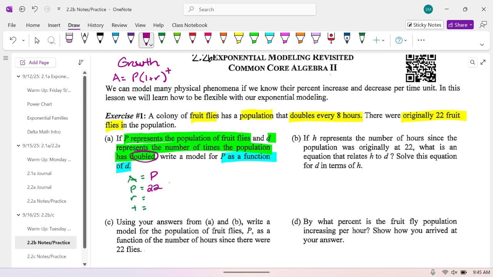So, for example, if we start with 22 flies, how many is going to happen after 8 hours? So that's the first doubling. 44. After that? 88. So I'm multiplying by 2, but essentially I'm adding what percentage of the original? 100%. All right. So my rate is 100%. So when you say double, that's the same thing as saying 100%. That's your rate of increase. So as a decimal, 100 is what? 1.